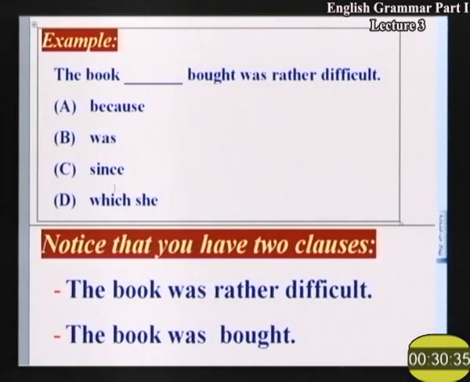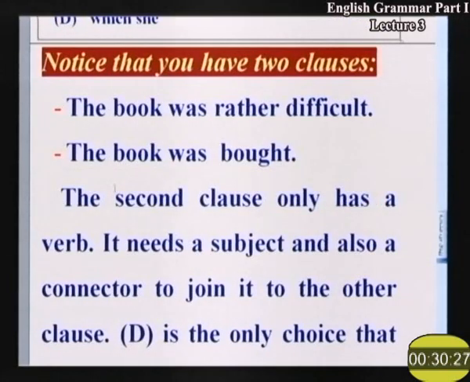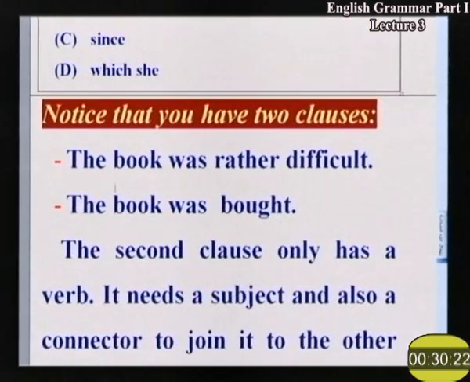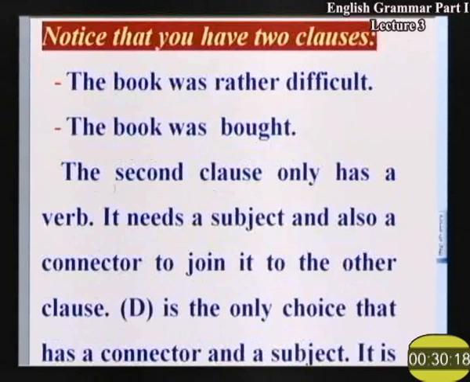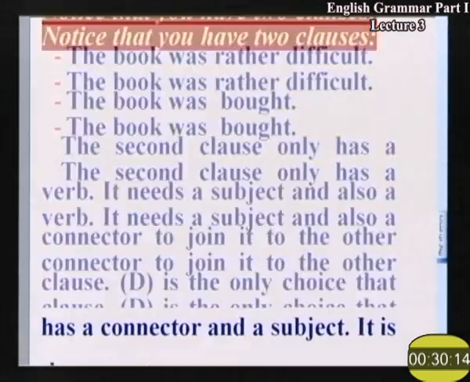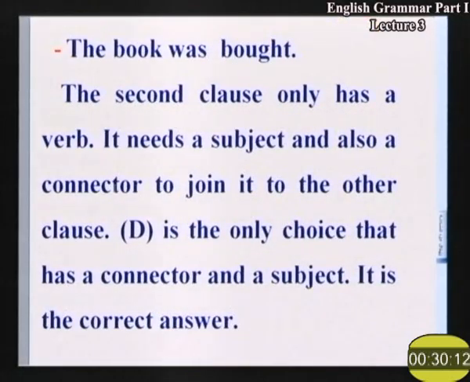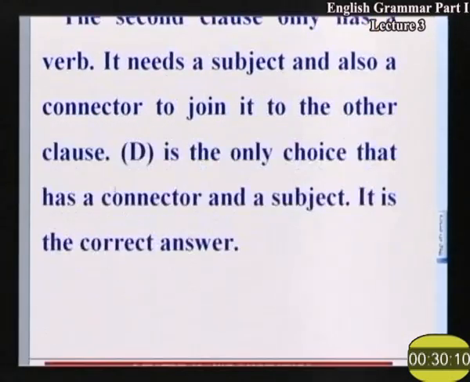Notice that you have two clauses. The book was rather difficult is the first one. The book was bought. The second clause only has a verb, bought. It needs a subject and also a connector to join it to the other clause. D is the only choice that has a connector and a subject. It is the correct answer.